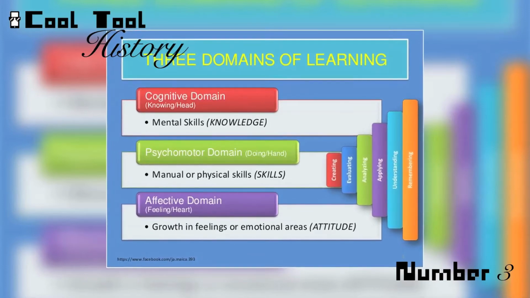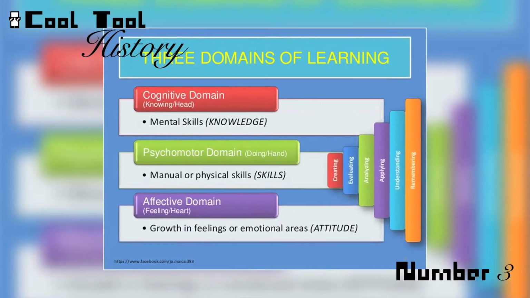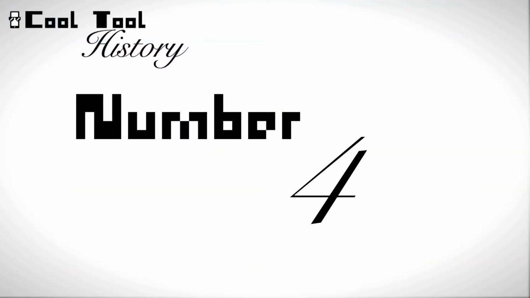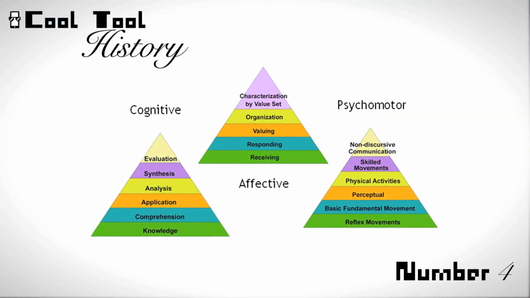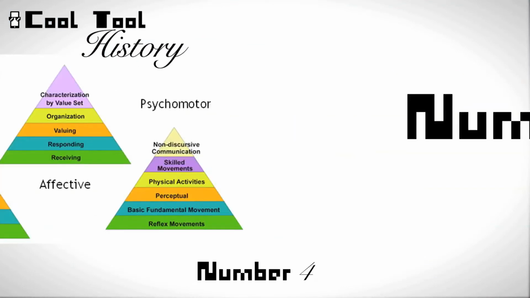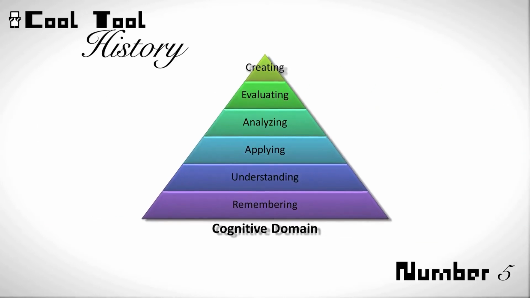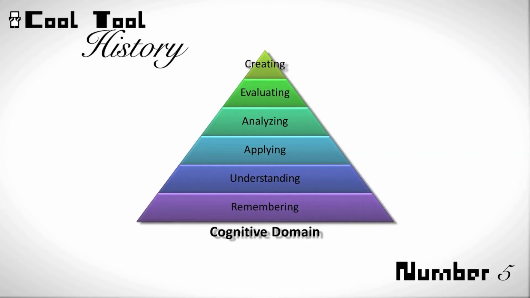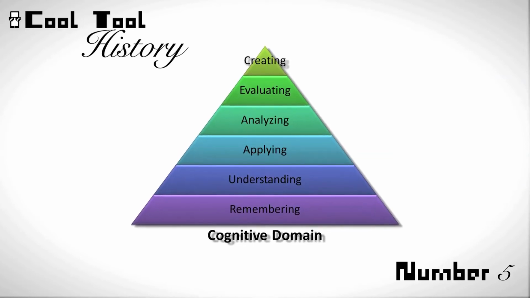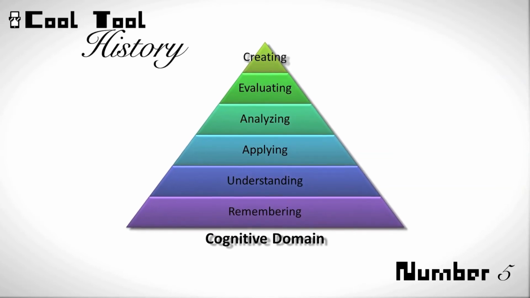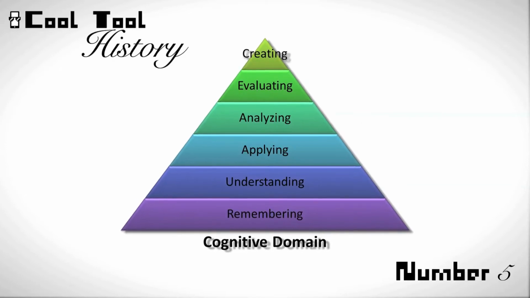These domains are the cognitive, affective, and psychomotor. Number 4. Each of these domains has categories that encompass that domain. Number 5. The cognitive domain, or how a student thinks, is most closely associated with traditional education with skills of knowledge, comprehension, application, analysis, synthesis, and evaluation.